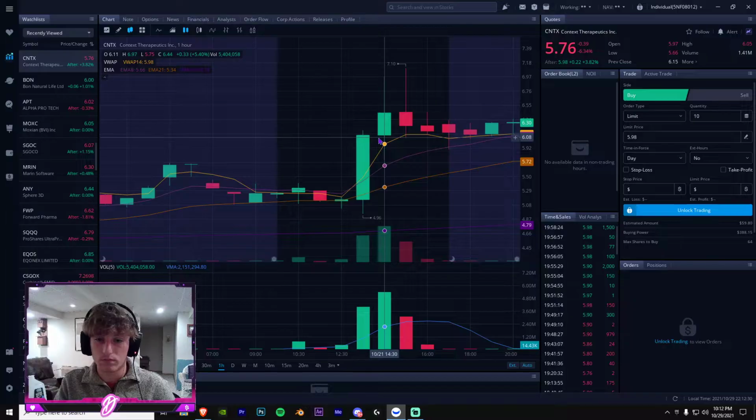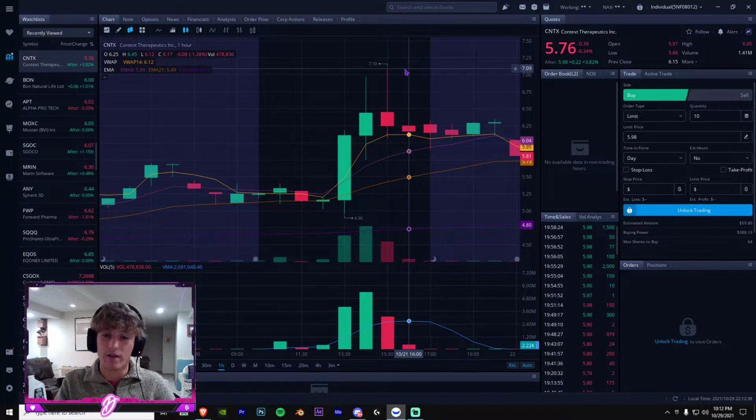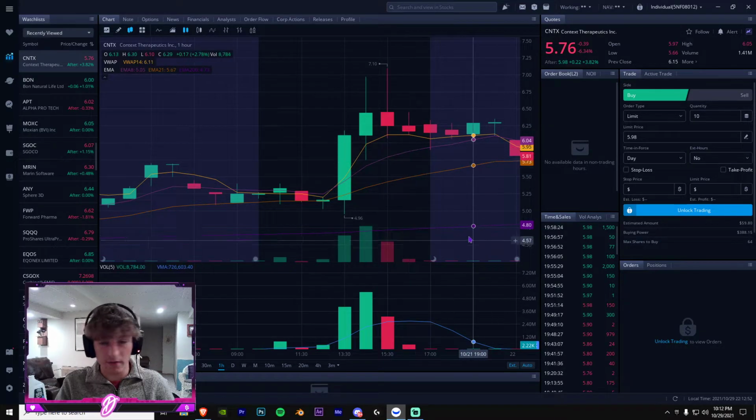So we see this open, and then see this red candle. This would be the open up here at 645. It went up all the way to 710, dropped, and then it went lower than the open, which is why it's red. And then it went all the way to 608, and then it went back up to 625 and closed at 625 by the time the hour was done.